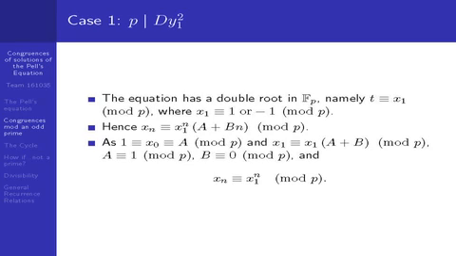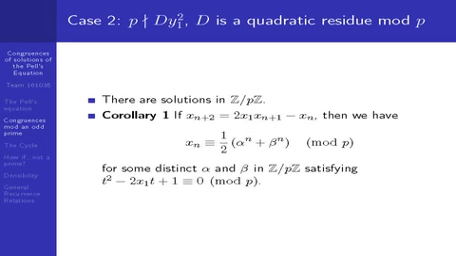For case 1, if p divides dy1 squared, the characteristic equation will have a double root in the field. Since it has double roots, the formula would in general become this. So xn will be congruent to x1 to the power n mod p for any n. In case 2, when d is a quadratic residue mod p, there will be solutions, and alpha and beta will be distinct. Therefore, the general formula mentioned before still applies.